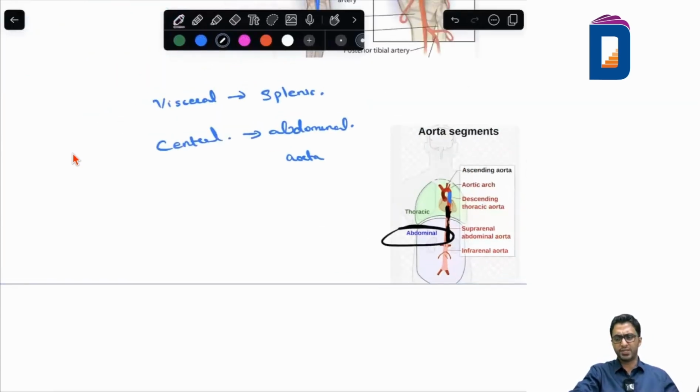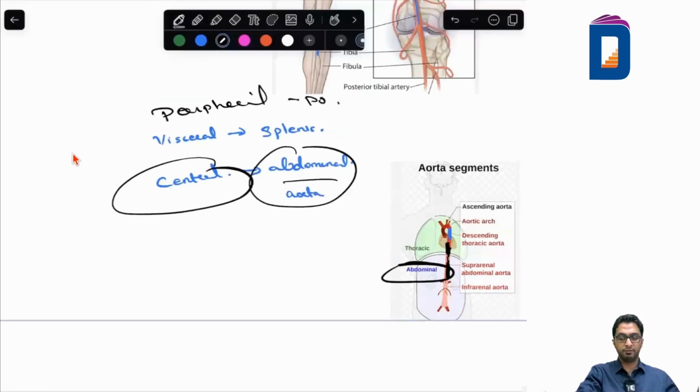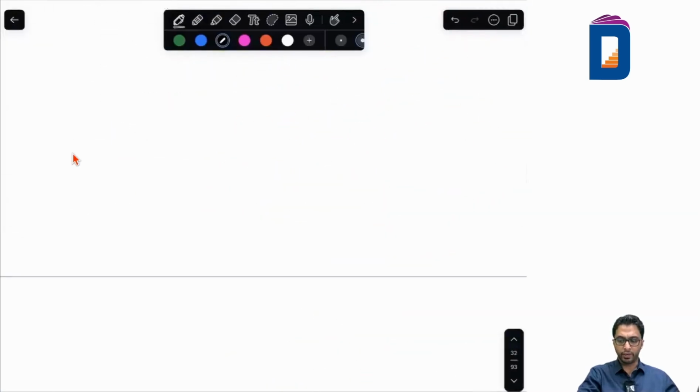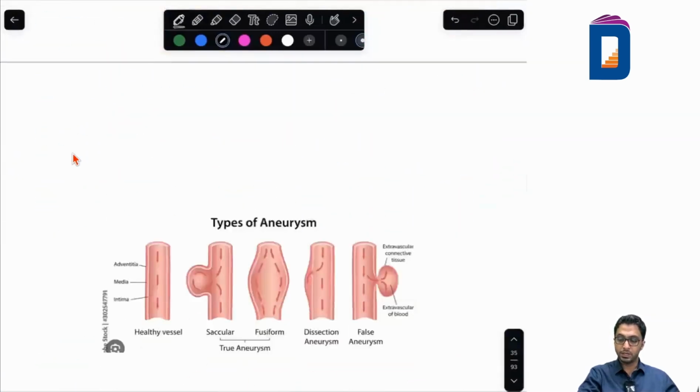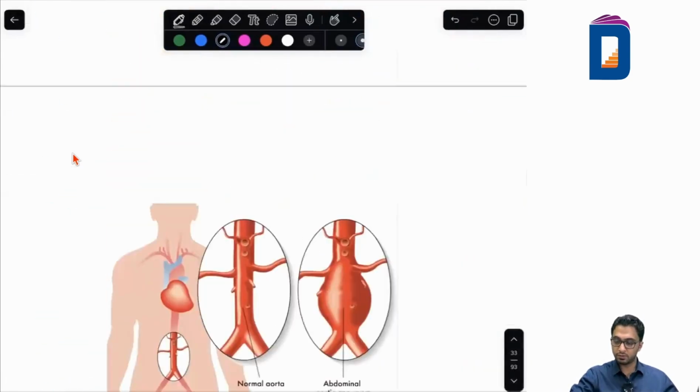Why I'm saying this is, people will confuse you. Most common central vessel: abdominal aorta, thoracic aorta, ascending aorta, descending aorta. Basically, it's the abdominal aorta, and this is also the most common of any vessel. We said peripheral is popliteal, visceral is splenic, central is abdominal. But the most common in any case is abdominal. Just an extra point to note. This is another thing you should be aware of. Just to teach you a little bit of basics here, but did I miss any question?